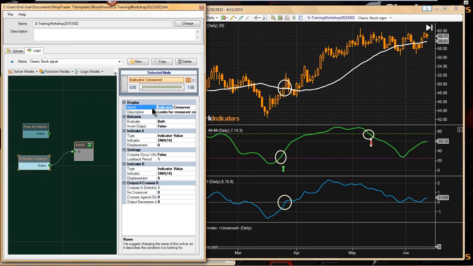Okay, so this is going to be the stochastics crossing the 75. There we go. So indicator A is going to be our stochastics.